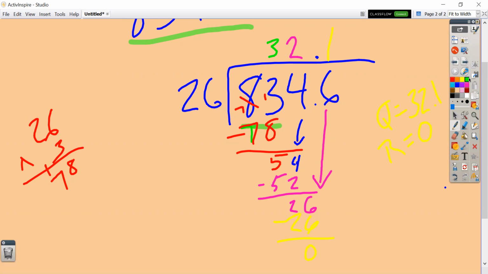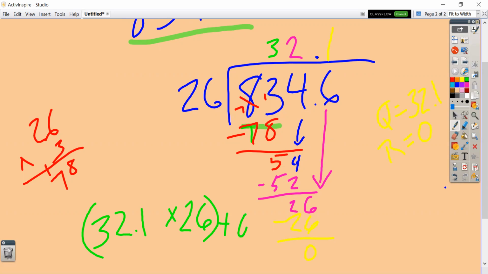And now we can still do a check. We can still do quotient times remainder. Wow, I messed that up. What should I have said? Not quotient times remainder, quotient times divisor plus our remainder, which is 0. Well, I don't know what 32.1 times 26 is, so I have to set it up. Always set up the one that has the most digits on top because that makes life a little easier.